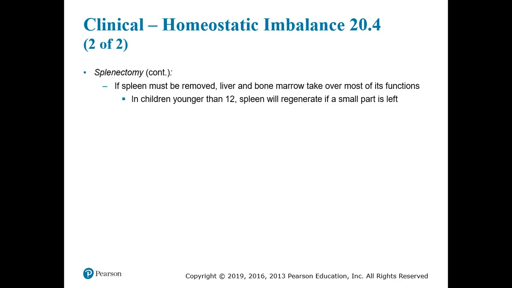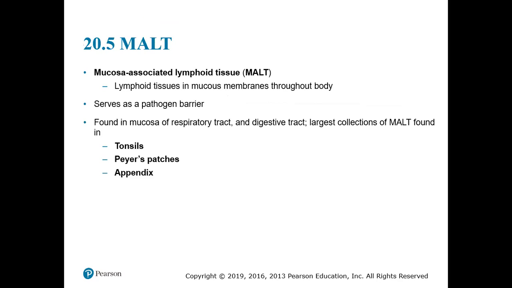Well, the liver and the bone marrow pick up the slack and take over its functions. So let's take a quick look at MALT, mucosa-associated lymphoid tissues. These are lymphoid tissues in mucous membranes, right? They're going to be throughout the body. So which ones have this?